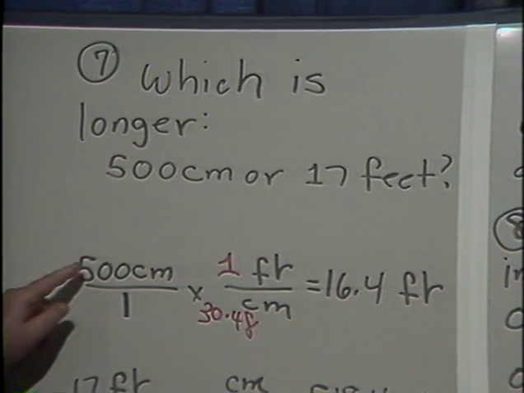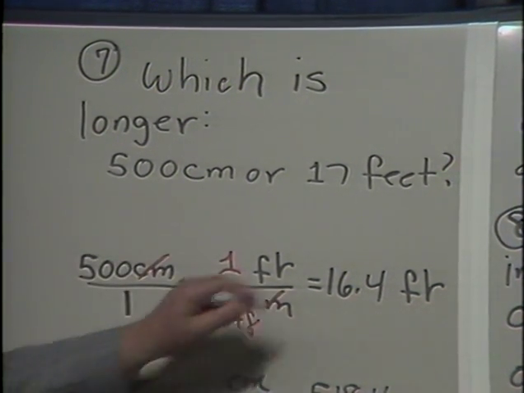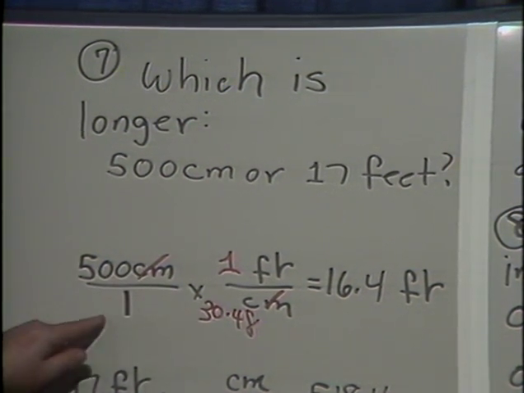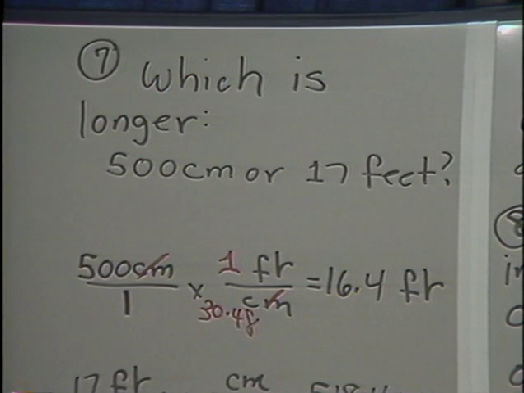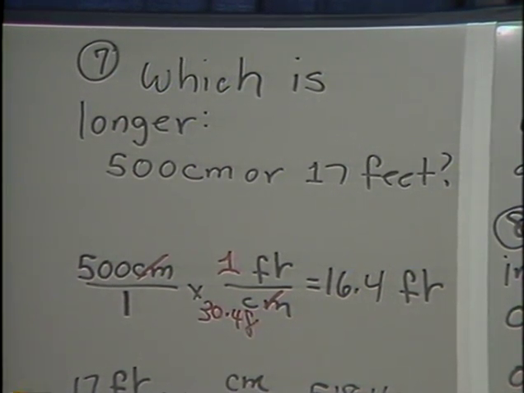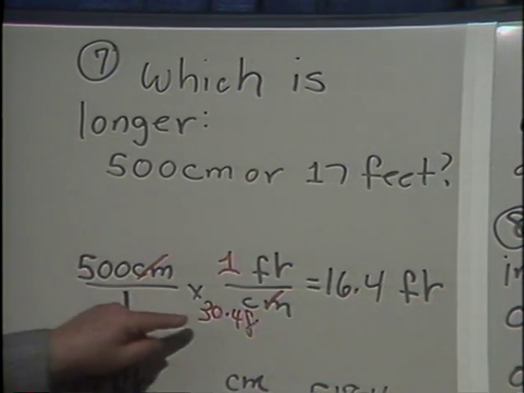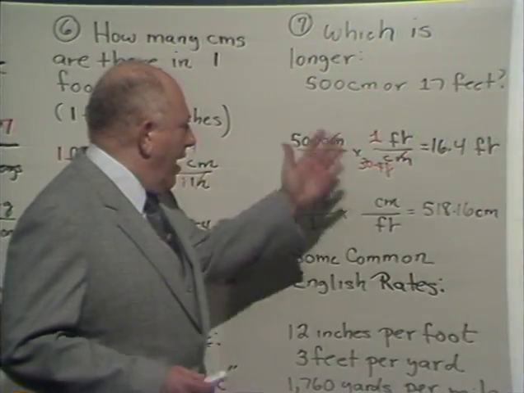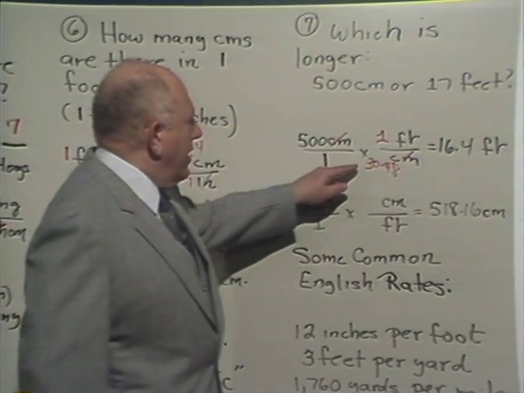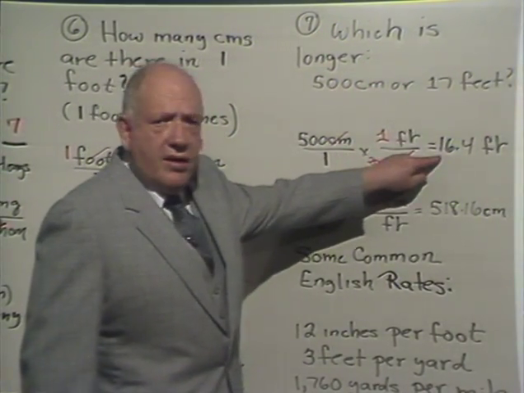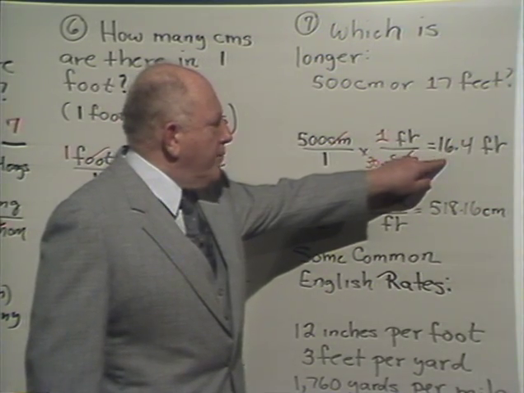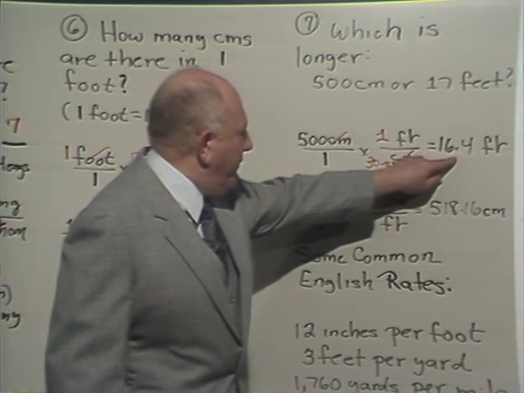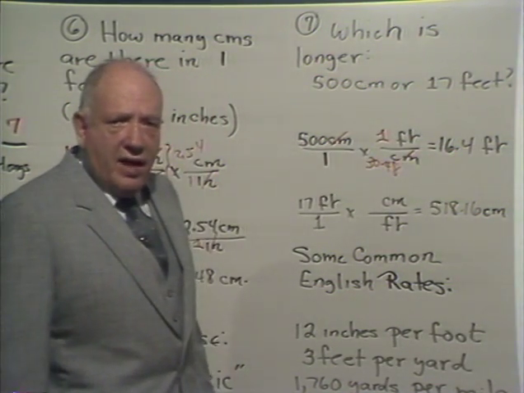So what do I do now? The denominations come out correctly. I multiply the two numerators together to give me 500. I multiply the two denominators together to give me 30.48. I take my calculator, I divide 500 by 30.48, and I get 16.4 feet, rounded off somewhat. But the important thing is what? 500 centimeters is only 16.4 feet, so 17 feet being longer than 16.4 feet must be more than 500 centimeters.